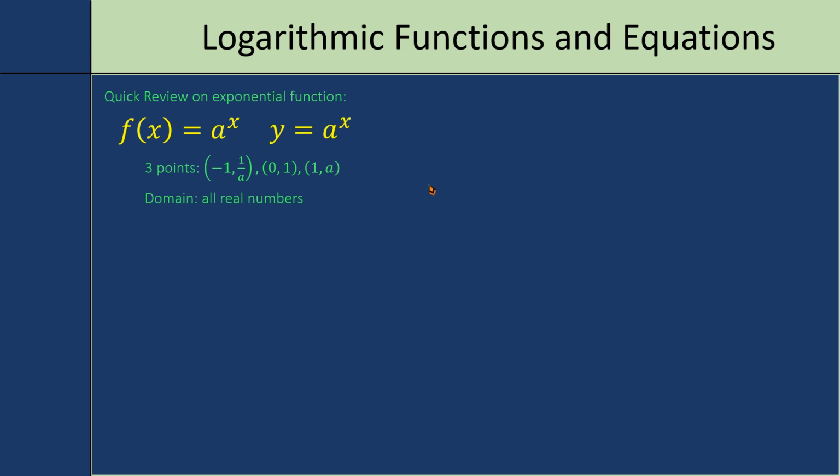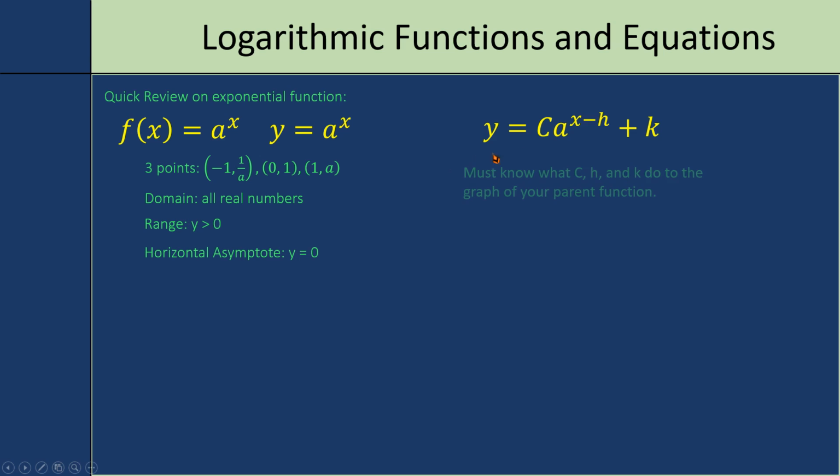And then the domain is always all real numbers. The range is y is larger than 0. And the horizontal asymptote is y is equal to 0. And then they give you a bunch of other numbers like c, h, and k. And sometimes they put a negative in front of x as well. So make sure you know what all these things do to your parent functions. This is the previous section that we did, so make sure you know that before you do this one.